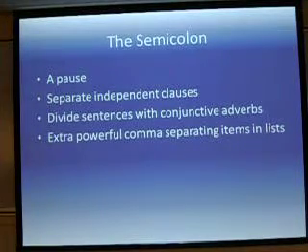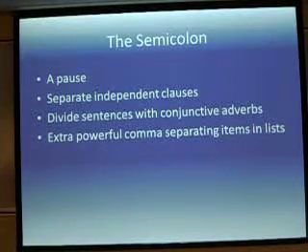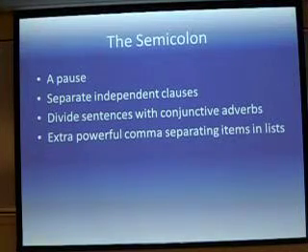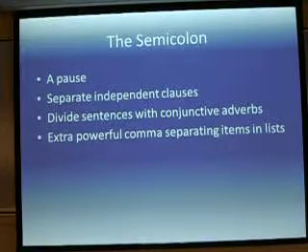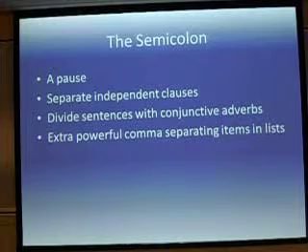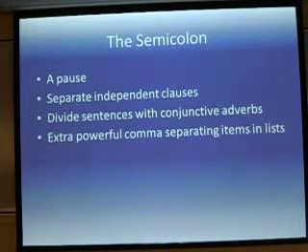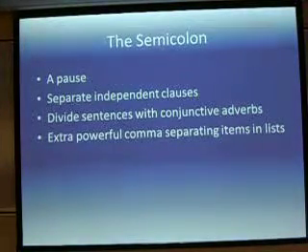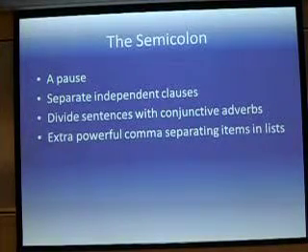The semicolon is also used to combine sentences, as everyone knows. It is used to combine independent clauses, and if the two independent clauses are joined by a conjunctive adverb, such as however, consequently, also, or furthermore, a semicolon is used preceding the adverb, and a comma is used following the adverb. Semicolon comes before the adverb, and a comma comes after the adverb.